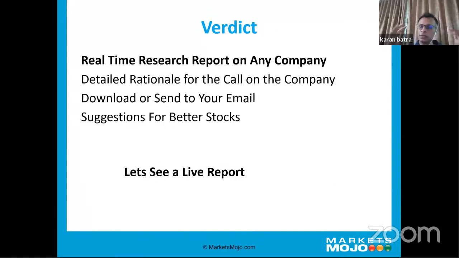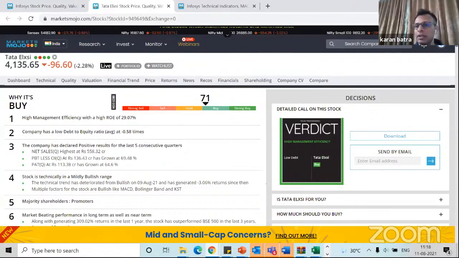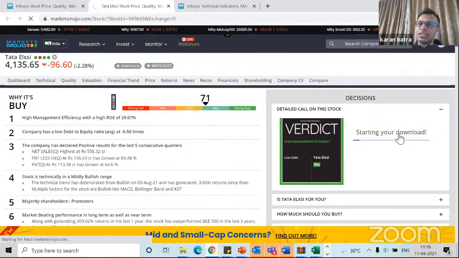So this is the way the page is structured. There's information in different parts of the page. Verdict is a real-time research report. Now, what this research report is, it will collate all the necessary information across the page and create a report for you with the call and why this call has been arrived at. So if I download this report, this is a real-time research report that is getting generated right now for me.